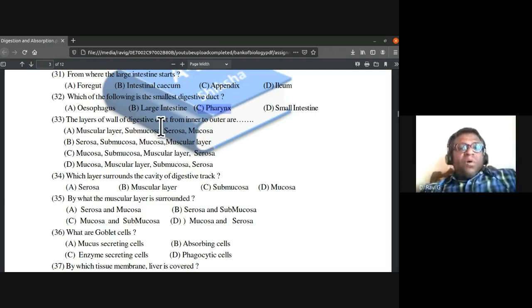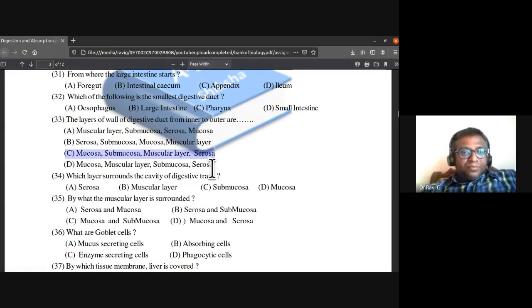The layers of wall of digestive duct from inner to outer are MSMS, as I told you. The inner layer is mucosa, then submucosa, muscularis layer and serosa. C is the answer. MSMS, I had asked you to remember it. So 33rd, C is the answer.